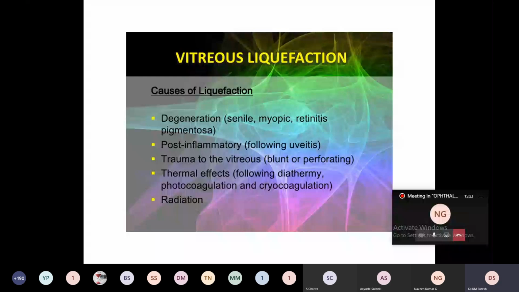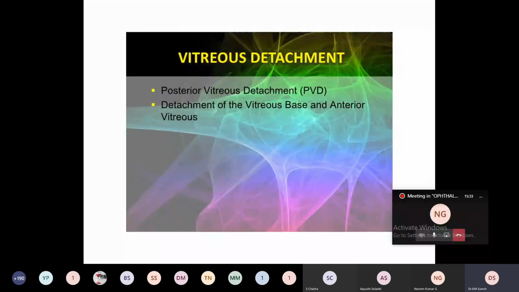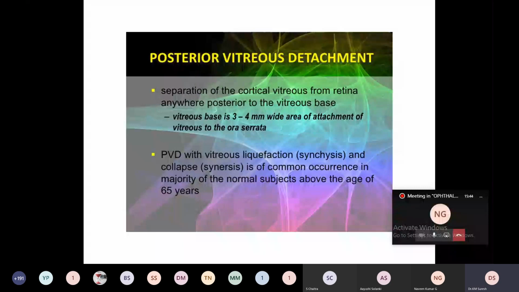Next common disease is vitreous detachment, posterior vitreous detachment. The detachment of the vitreous base and the anterior vitreous is the other form of vitreous detachment. Coming to the posterior vitreous detachment, separation of the cortical vitreous from the retina anywhere posterior to the vitreous base is referred to as posterior vitreous detachment. Vitreous base, as you know, is a 3 to 4 millimeter wide area of attachment of the vitreous near the ora serrata. So you can see vitreous only up till here, and whatever is there behind is detached. This is referred to as posterior vitreous detachment.